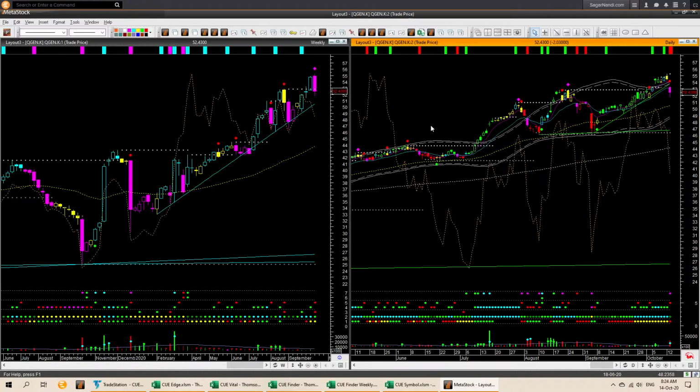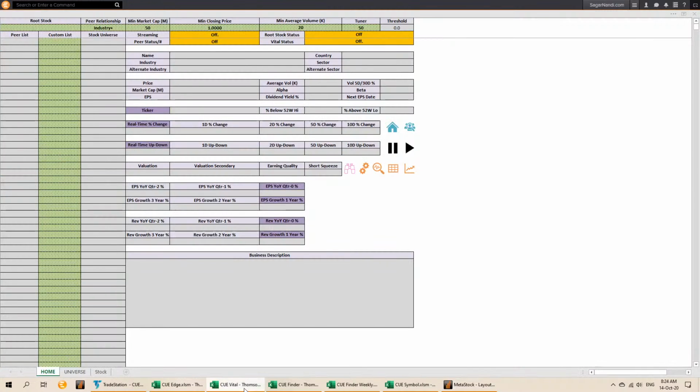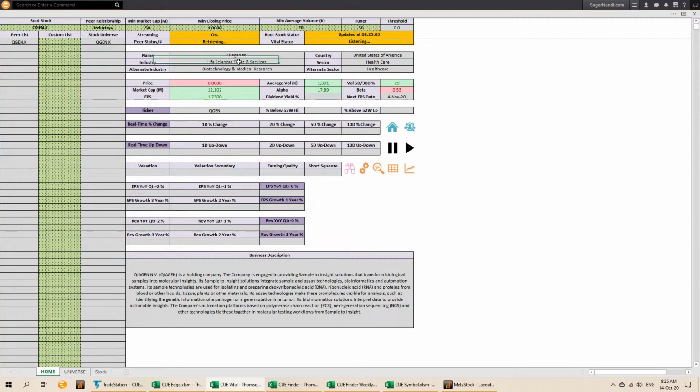Before deciding that, we will look at its fundamentals and industry. Let's check that out. QGEN. I'm using that as a root stock in QVital. Belongs to life science, tools and services industry. Let's check out the industry strength first. The industry is strong. Because the industry is strong, we may not want to short a stock in the industry.